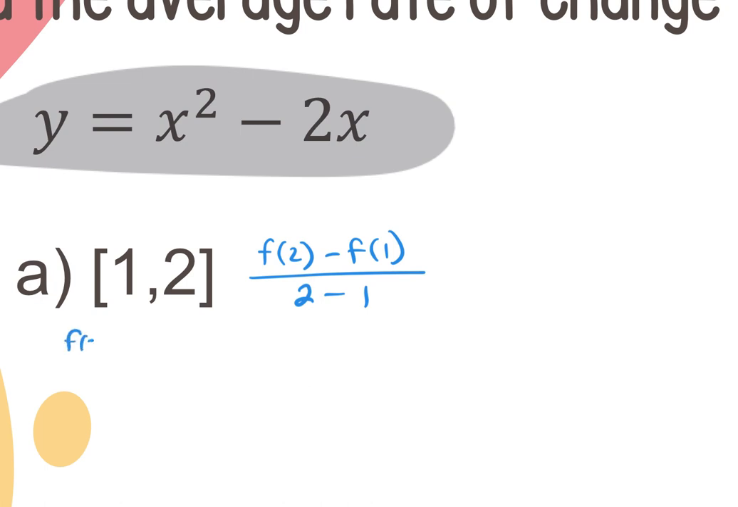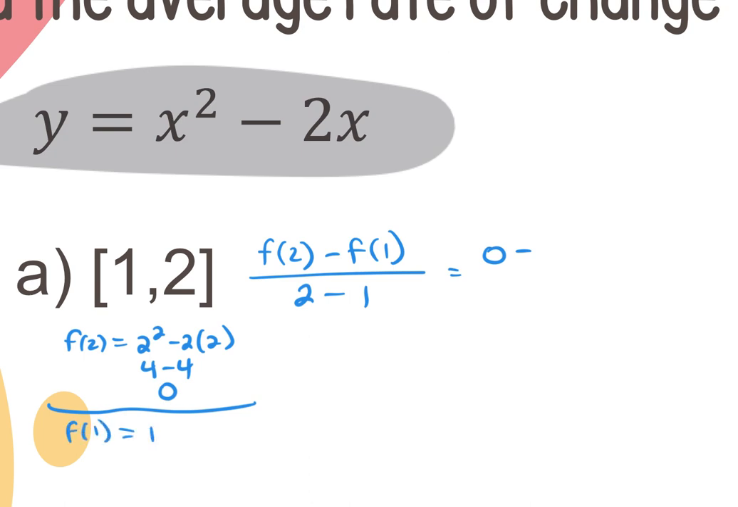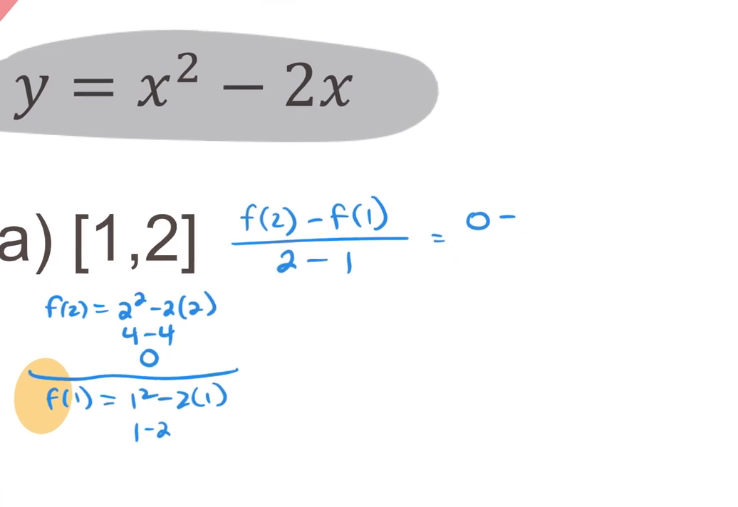So f of 2 would be 2 squared minus 2 times 2, or 4 minus 4, which is 0. f of 1 would be 1 squared minus 2 times 1, which is 1 minus 2, which is negative 1.